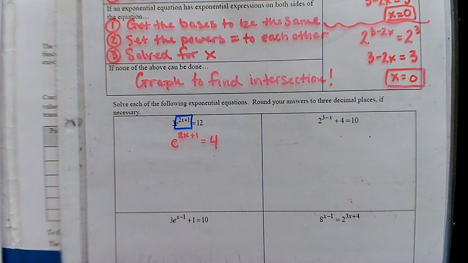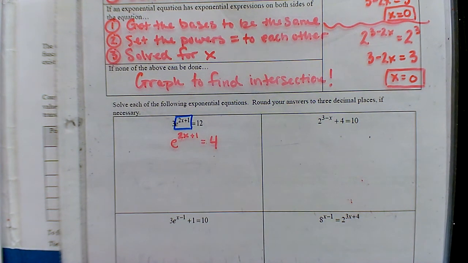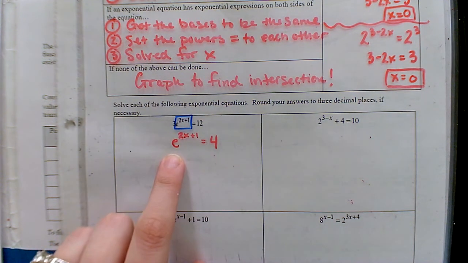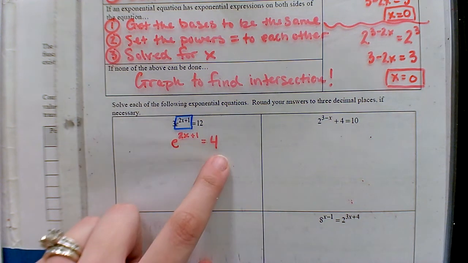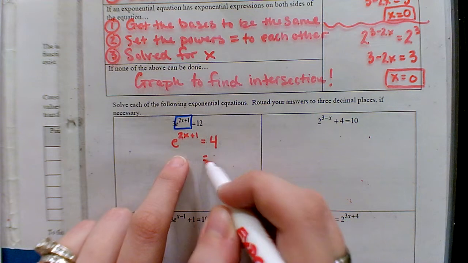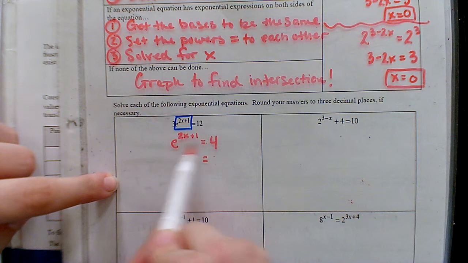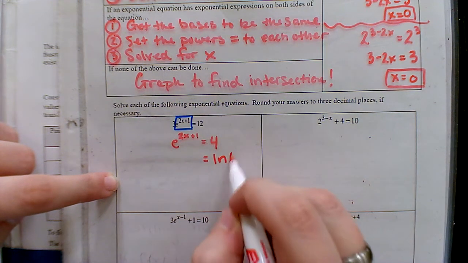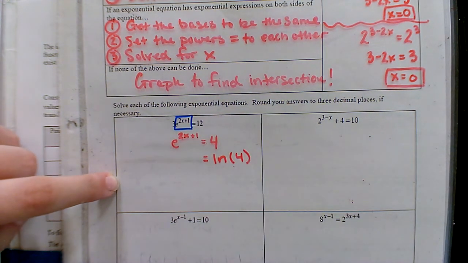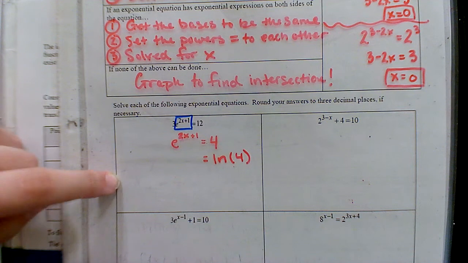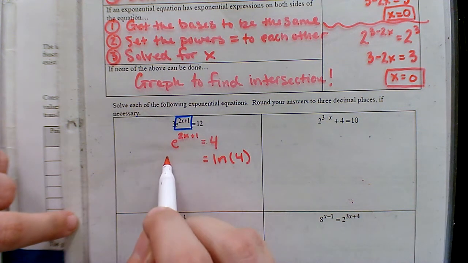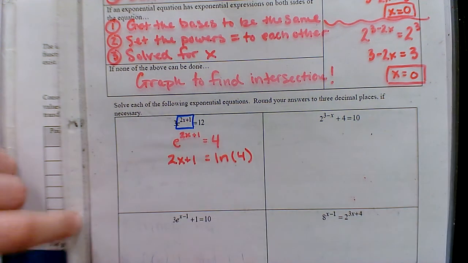All right, so we isolated the exponential. We got it all by itself. Now we want to try to convert it to a log. We're going to move the base of e to the other side of the equation. What kind of log do we need to use? Yeah, natural log. Okay, so when we move the e over, it becomes a natural log. The argument would be 4. And since we move the e over, we're just left with that 2x plus 1 power.